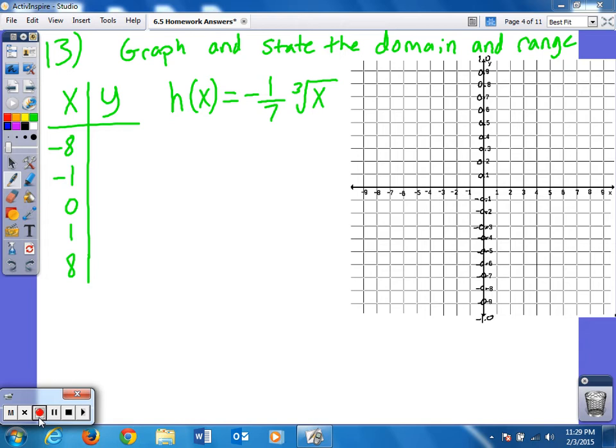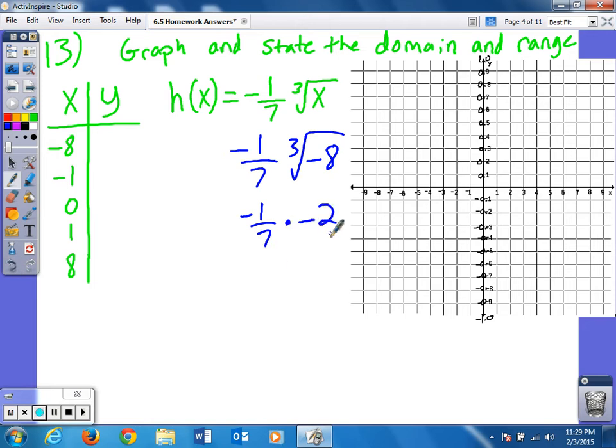Now I chose -8 because -8 has a cube root. It's -2. So we'll have -1/7 times the cube root of -8. Again, the cube root of -8 is -2. So that's going to be +2/7, which is approximately 0.3. We'll just round it off to the nearest tenth. There's of course infinitely many decimal places after that, but that'll be good enough for our purposes here.